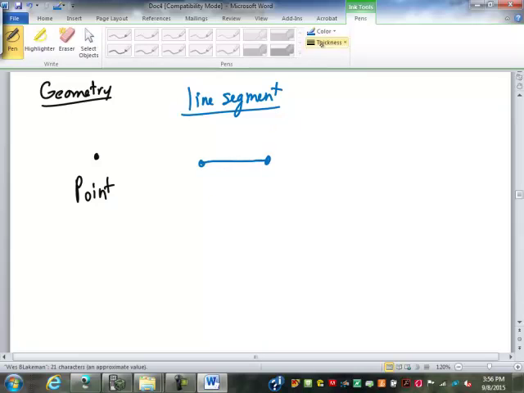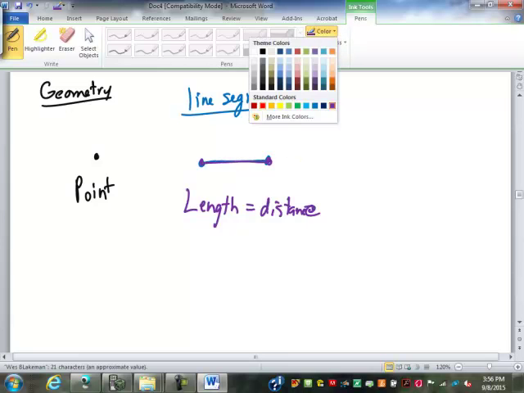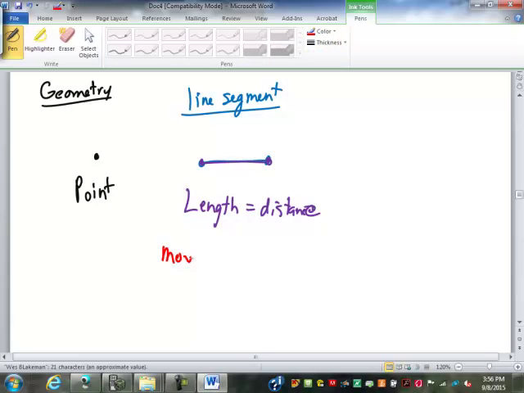The length of that segment is just equal to the distance that I moved that original point. So we moved in one direction.